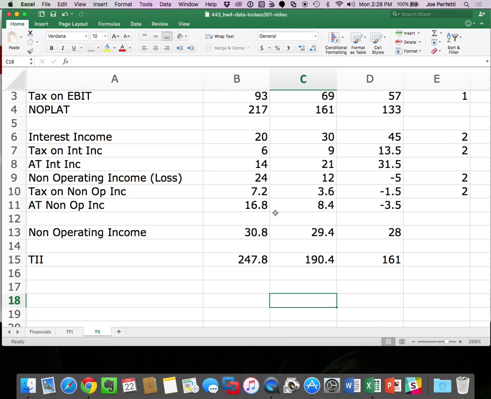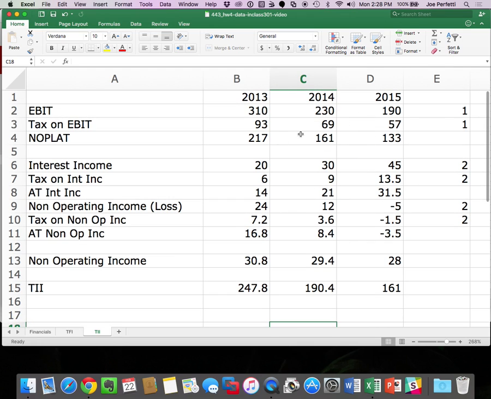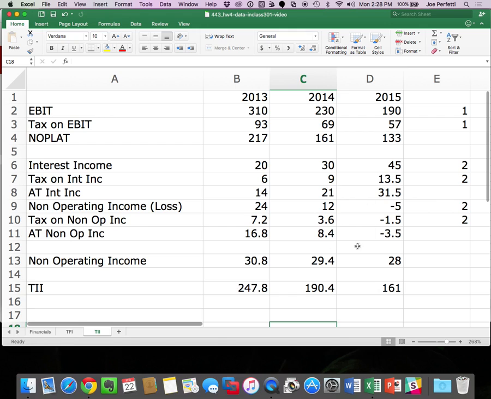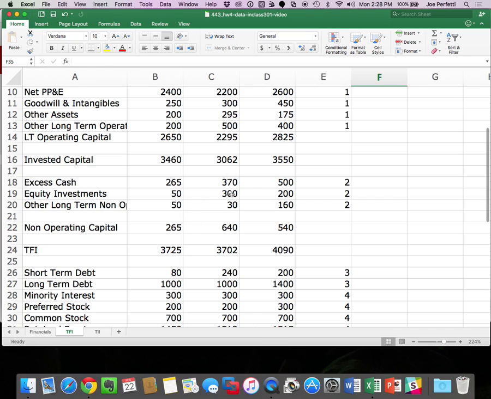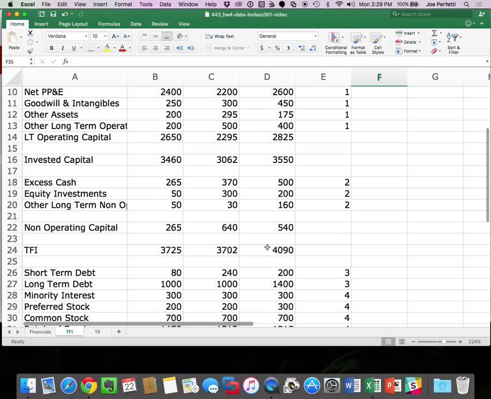But think about what we've just created. I have this operating profit, which is coming from these operating investments. I have this non-operating profit, which is coming from these non-operating investments. I have the total profit from operating and non-operating activities that is coming from the total investment in operating and non-operating assets in the business. Okay?